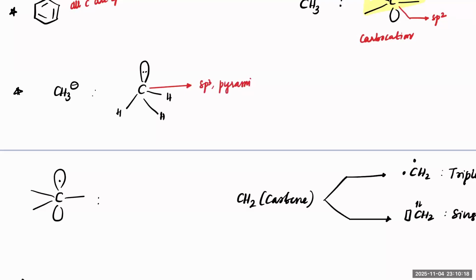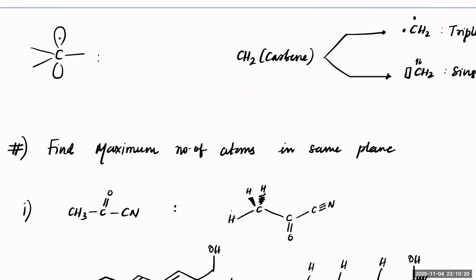Pyramidal shape. Okay. If by chance there is a radical instead of a negative or positive charge, it will still remain sp2 and planar, correct? And this dot will be in the pure p orbital. Pure p orbital. Just keep that in mind. Okay, so we'll write this as simply CH3 dot.